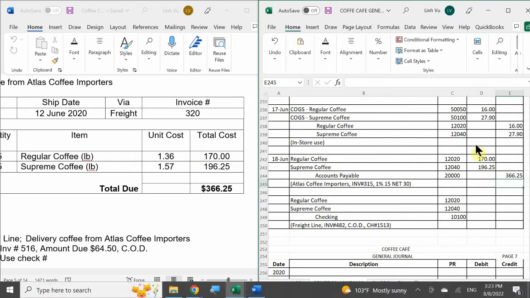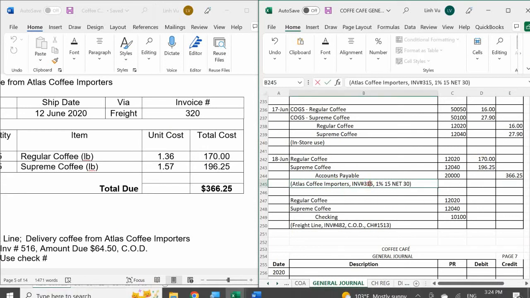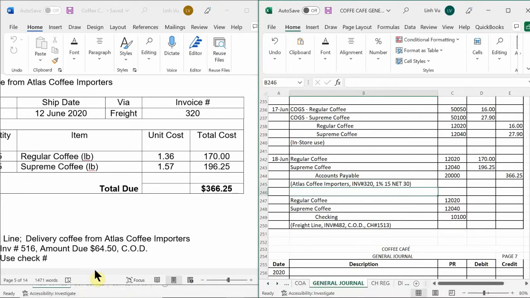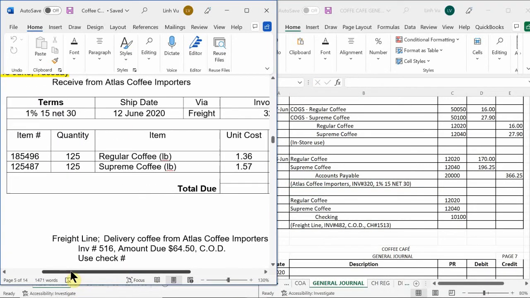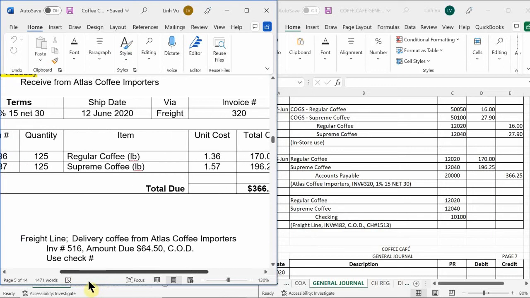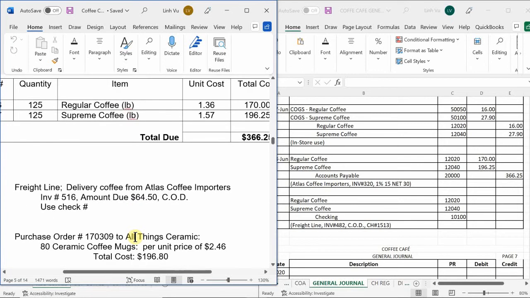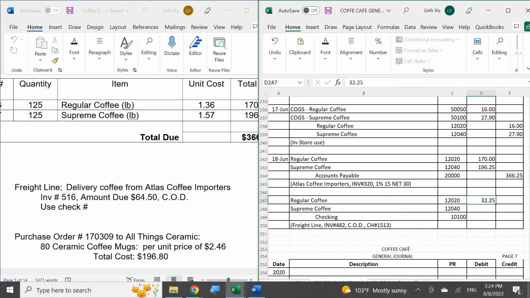We now can correct, we did receive from Atlas Coffee. They gave us invoice number 320. Same terms. You still get a 1% discount, 15 net 30. So that is the same information. And on that one, it would be 32 and a quarter. So on your regular coffee, you'd be 32 and a quarter. And the same for the Supreme.